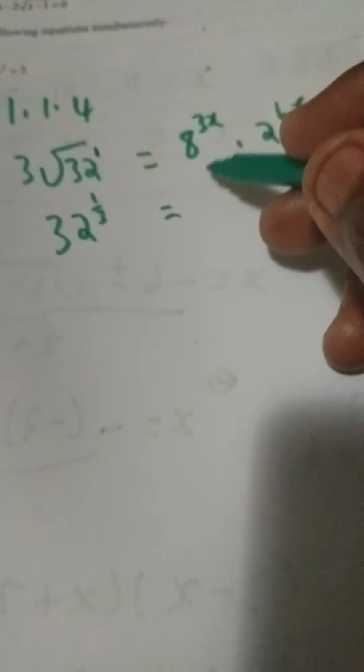I know 8 is the same as having 2 to the power of 3, right? Then outside is 3x. Must be careful. Put everything in brackets. This 2 to the power of 3 is for 8. Then the exponent is 3 to the power of x. Then I'm going to have 2 to the power of 6x.